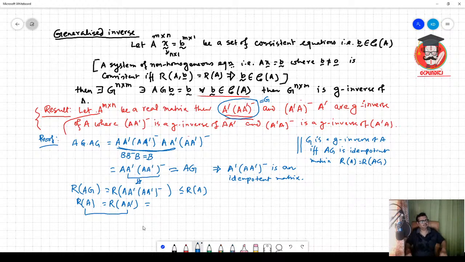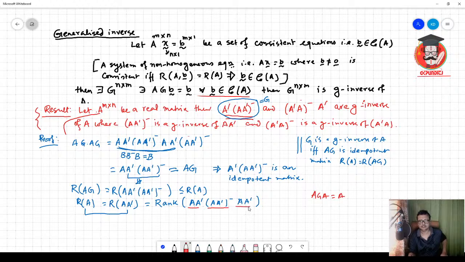Because the column space of A is the row space of A, same as the row space of A prime. So this is equal to rank of A prime G inverse A prime. Use this part: since A prime G inverse, so A prime G inverse A prime. I use this result, AGA equal to A. This is our A, this is G, this is A.